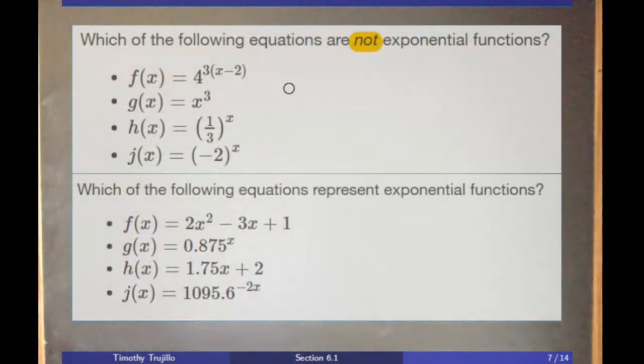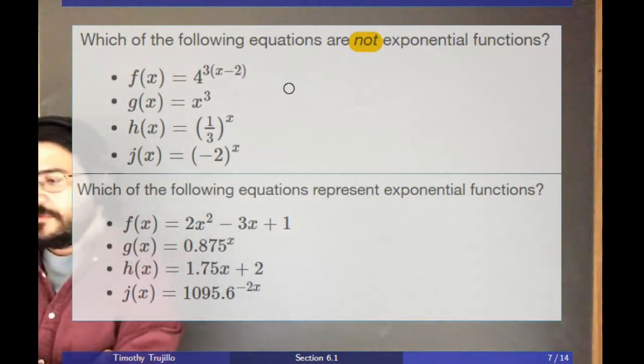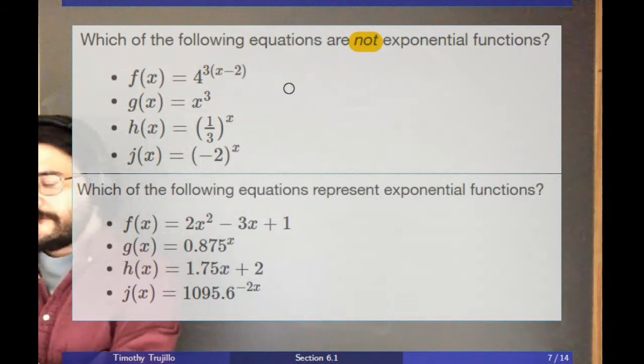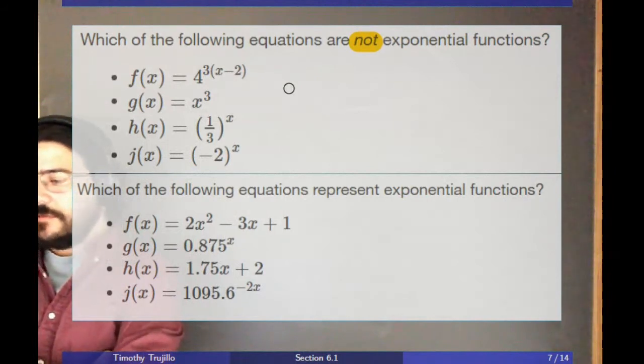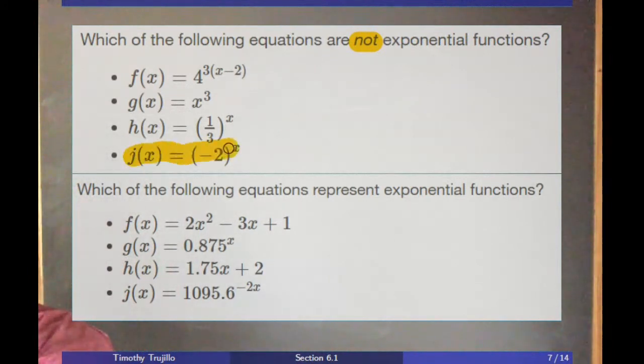Okay, so somebody's pointing out that j of x is not exponential. Does anybody agree? Is j of x one that's not exponential? Okay, but why is it not exponential? What's the problem with this guy? I mean, it looks like something raised to the power of x. Yeah, the base in this case would be negative, right? So this is exactly the question that was being asked before. The fact that there's a -2 here, that the base would be negative, means that this indeed is not an exponential function.